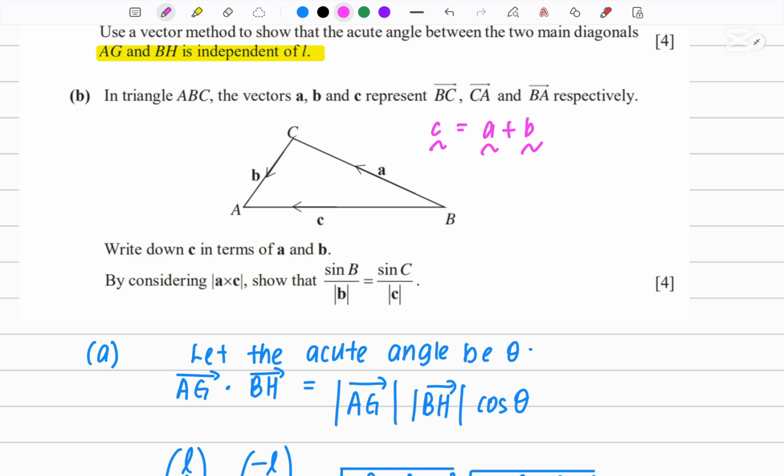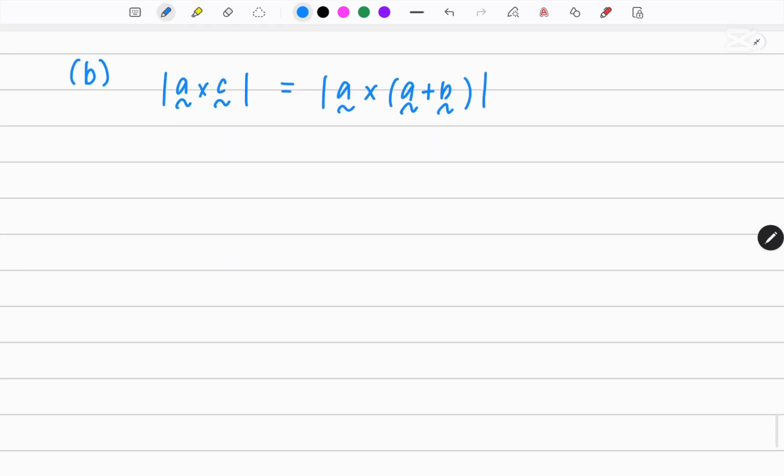Next part, by considering modulus of A cross C. So what I'll do is that I will literally take that advice, okay? Let's consider A cross C. So it will be modulus of A cross C. Okay, previously we know that C is A plus B. So what I'll do is I'll replace it with A plus B like this. Okay, from here what I'll do is I will actually evaluate what is in my modulus here. So it is A cross A, just expand it, okay, like how you do your rainbow. But it will be A cross A plus A cross B.